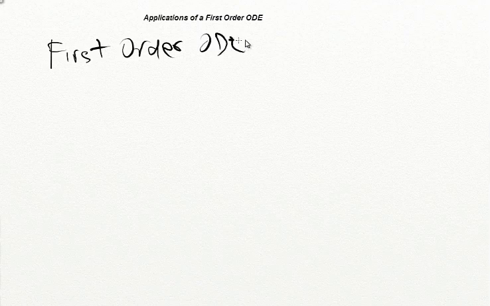In this video, we will give another illustrative example of how a first-order equation can be used to model a physical system. So first-order equations, that's what we're looking at here, first-order ODEs, and we're going to use them to model a physical system.